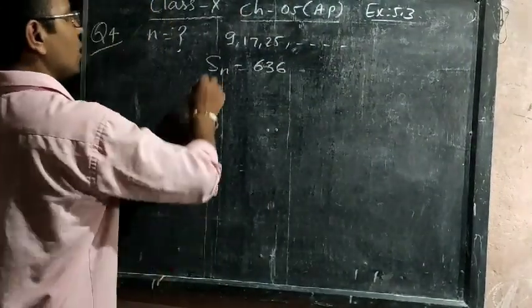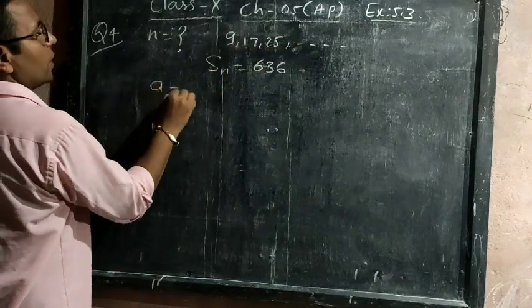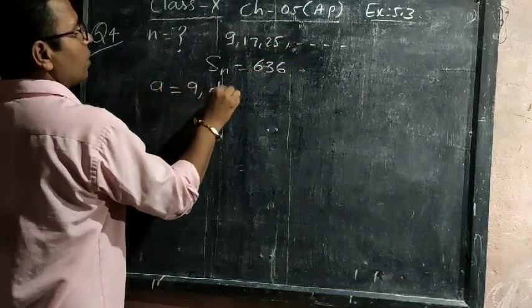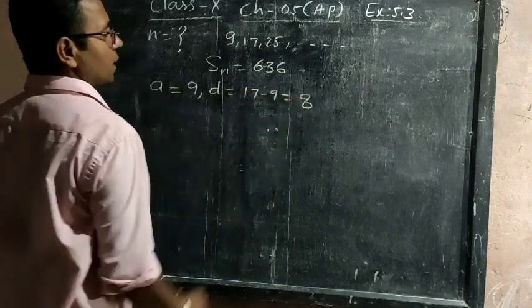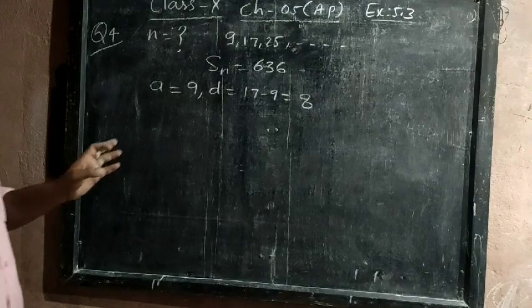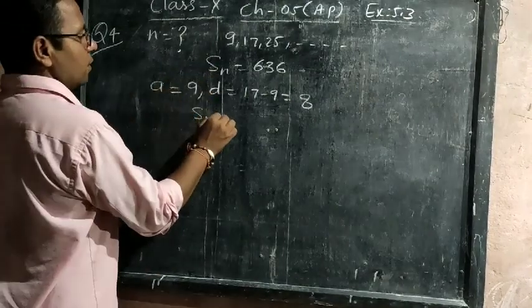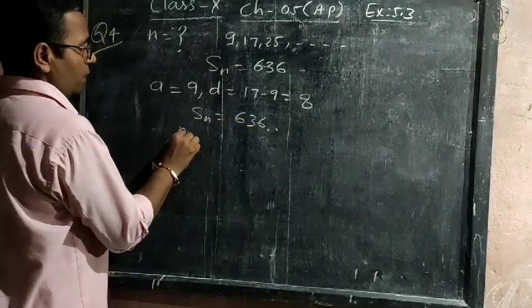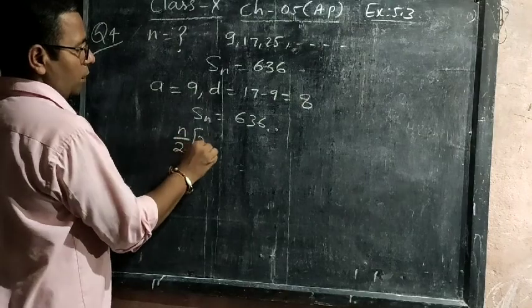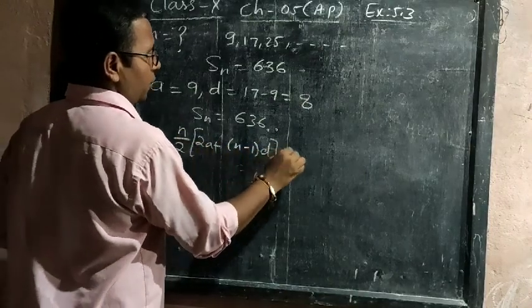So as we know from this AP, what is the value of a? The value of a is given here, 9. And the common difference d you will get 17 minus 9, that means 8. So now we will use the Sn formula. So Sn is equal to 636. So Sn is equal to n by 2 [2a plus (n minus 1) d].